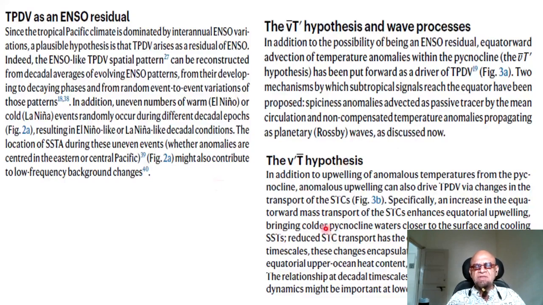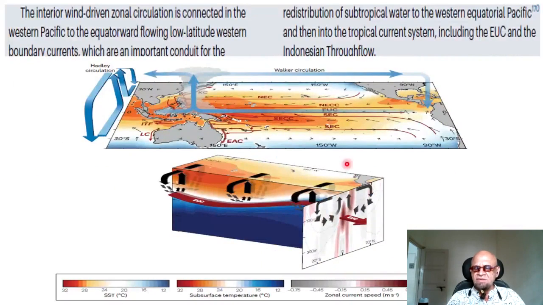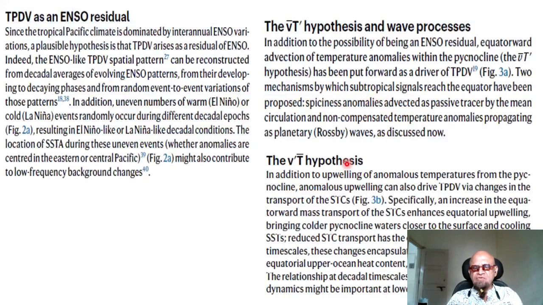And then there is the V bar T, V prime T bar hypothesis, where the mean temperature structure is being subjected to anomalous meridional advection. In addition to upwelling of anomalous temperatures from the pycnocline, anomalous upwelling can also drive TPDV via changes in the transport of the STCs themselves that we looked at here. So if they are pumping up or down, can you change the low frequency variability in the tropical Pacific, right? At decadal time scales.